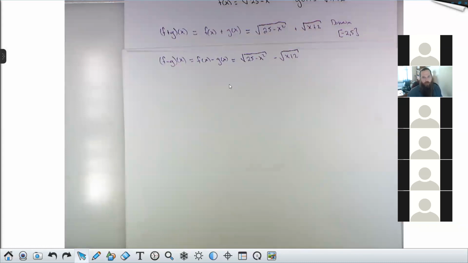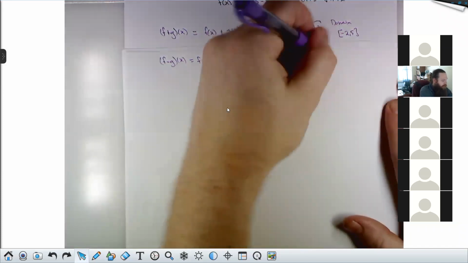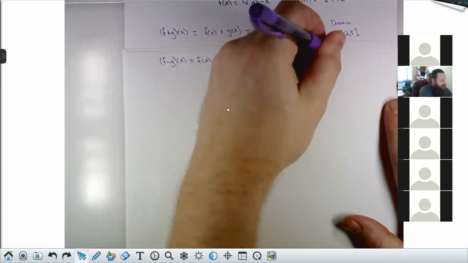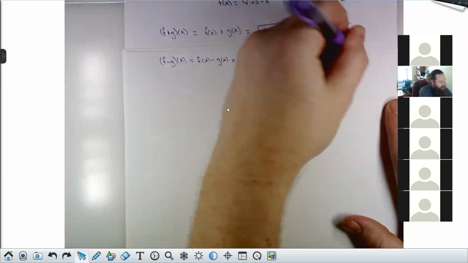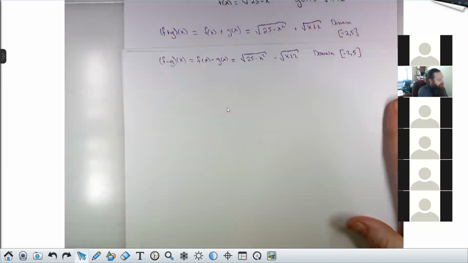What's my domain for f minus g? Don't try to recalculate it, kind of think in context. The same. It's the same thing, right? We got the exact same red flags in the exact same places. The only difference is the plus between them is now a minus, and that had no effect on the domain. Now, there are some of these where things will change a bit.